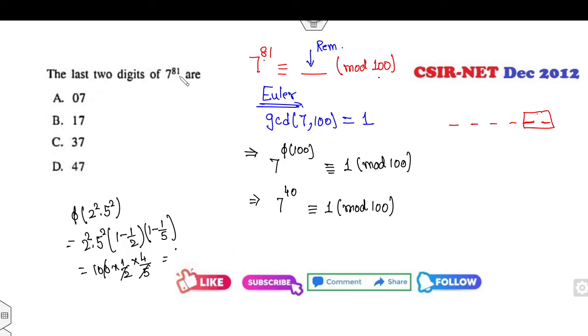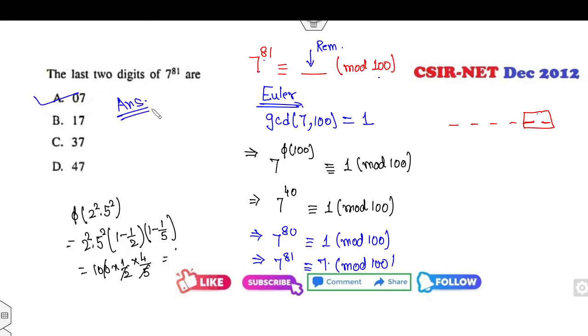Now your target is to make them as 81. How you can make them? I can scale them. If you scale them, 1 square will always be 1. And then I need 81. I can multiply both sides by 7. So the right answer of this problem, you can see, is 7. So the first answer A is my correct answer of this problem.